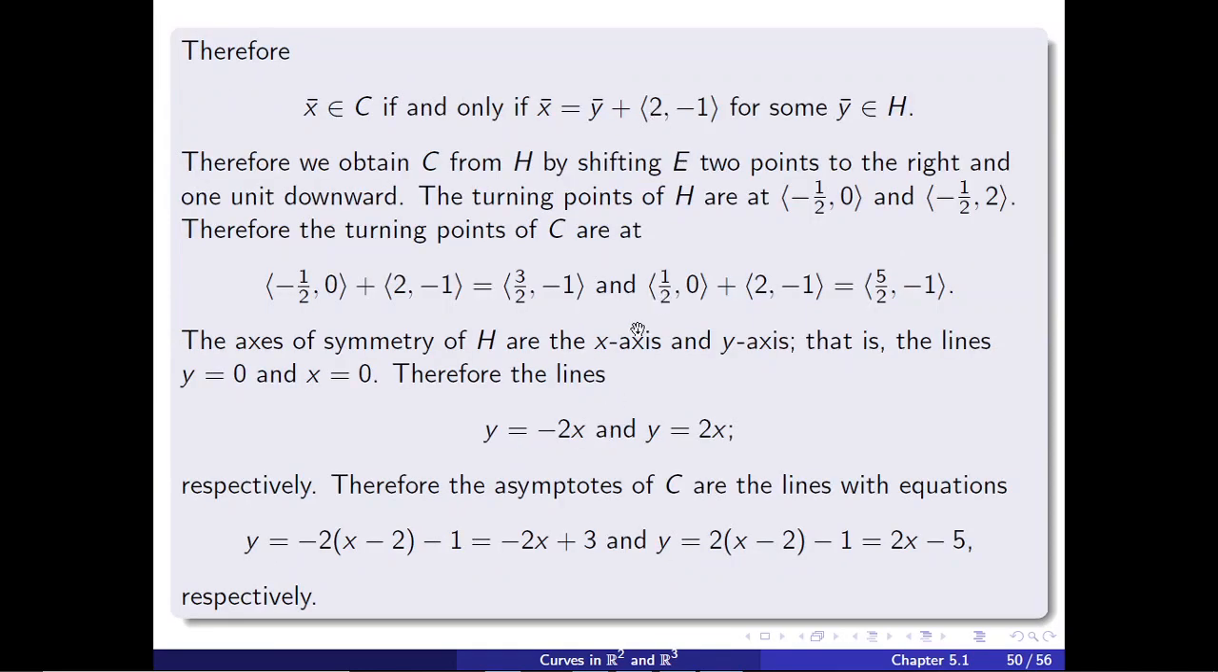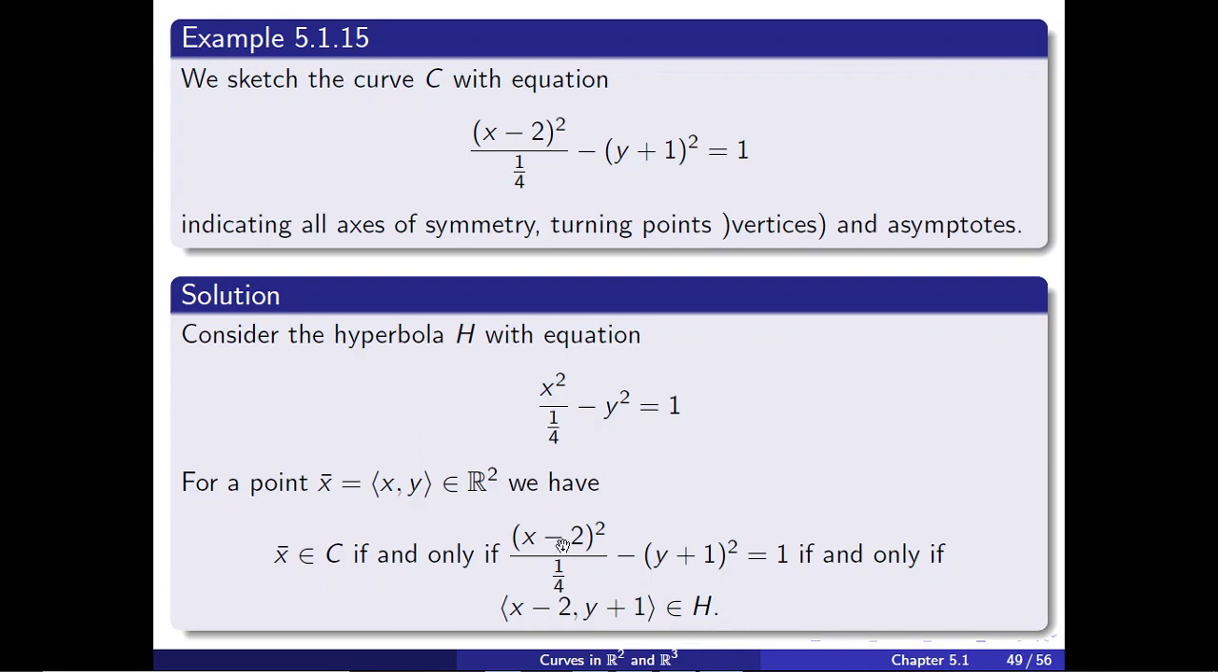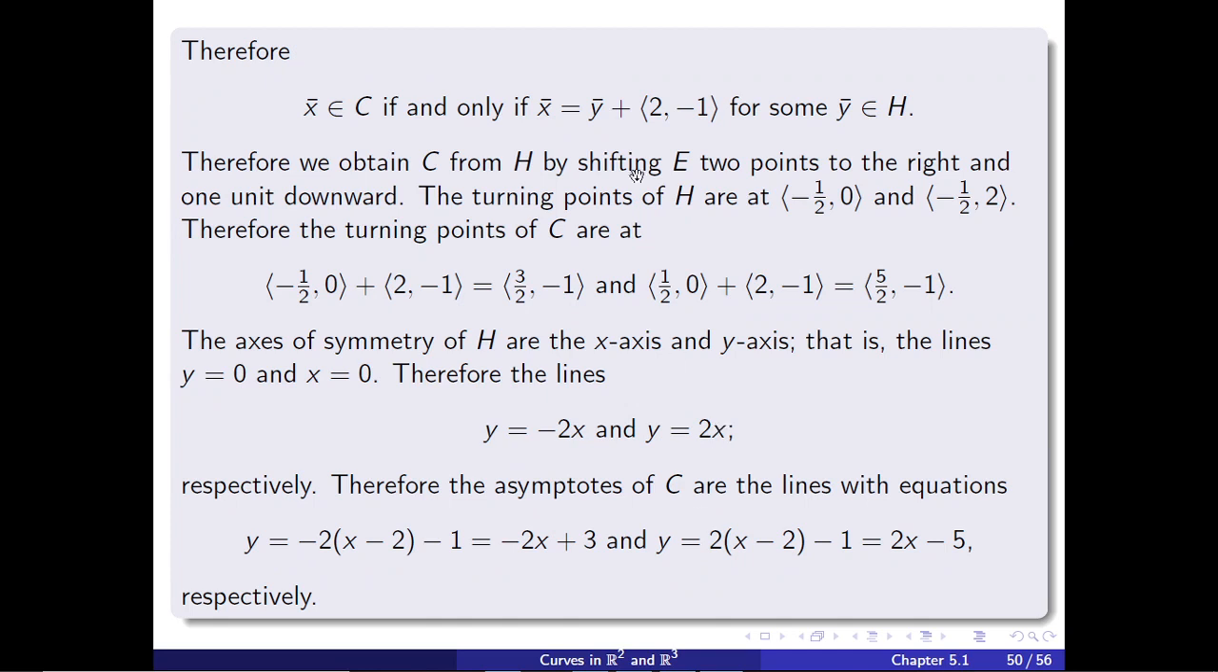So we then move it. Minus 2 tells us that we have to shift it 2 units to the right, and then 1 unit downwards. Oh, is it? Yes, downwards, right? Yes. So to the right and then downwards. So then we get that. Therefore we obtain C from H by shifting 2 units to the right and then 1 unit down, right?